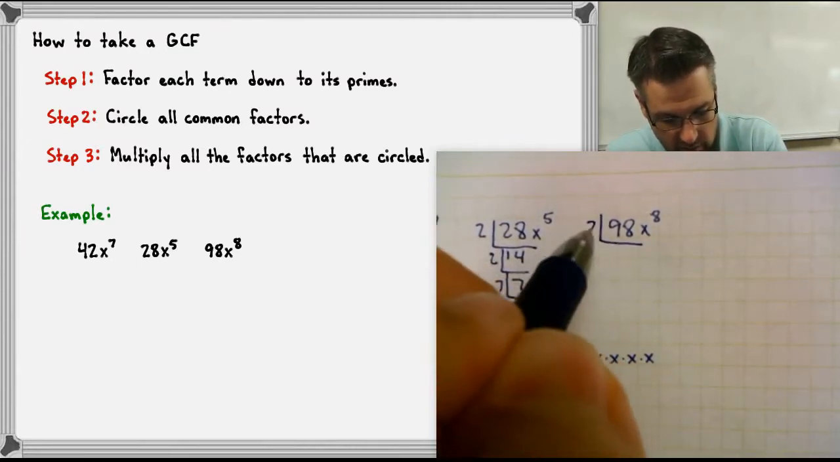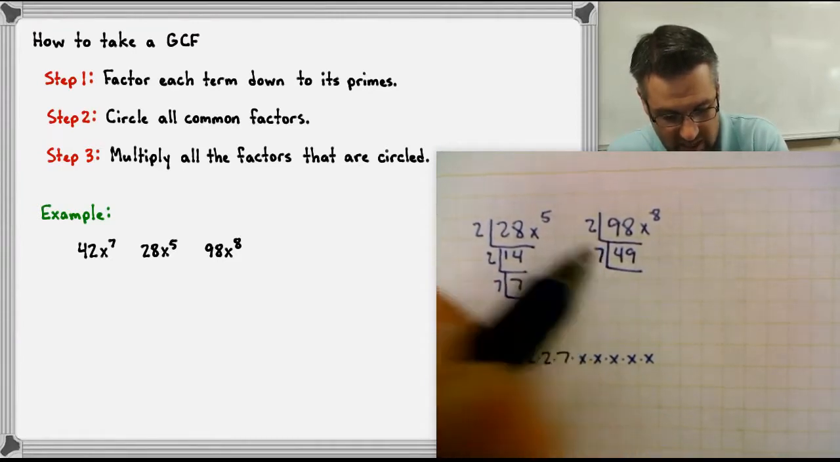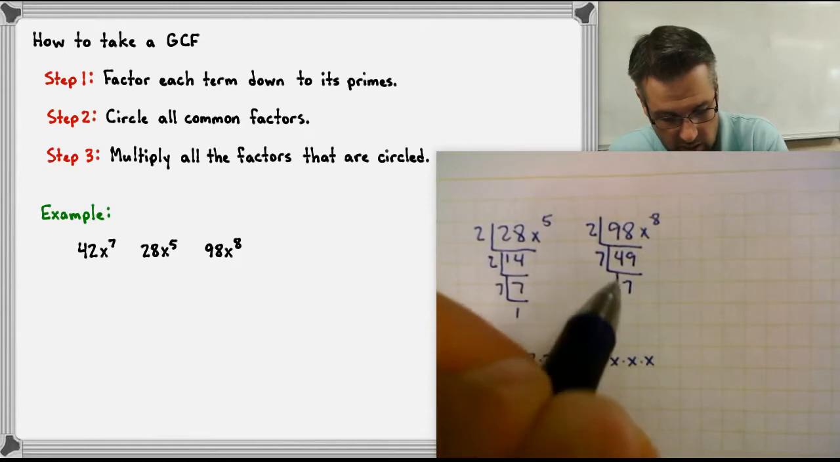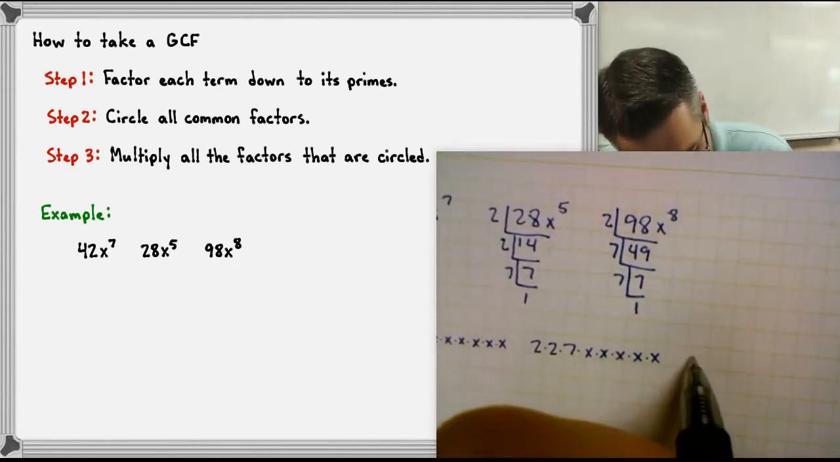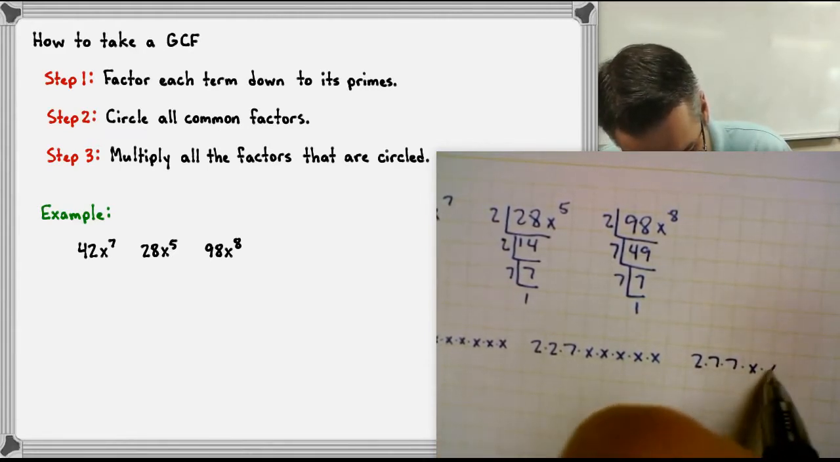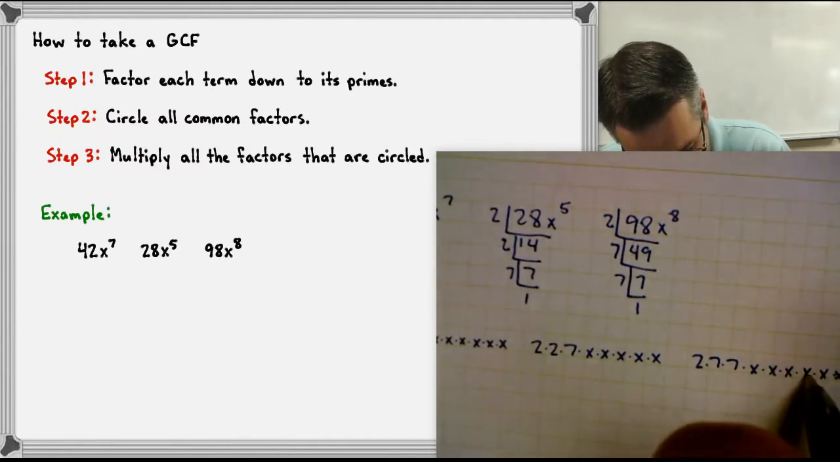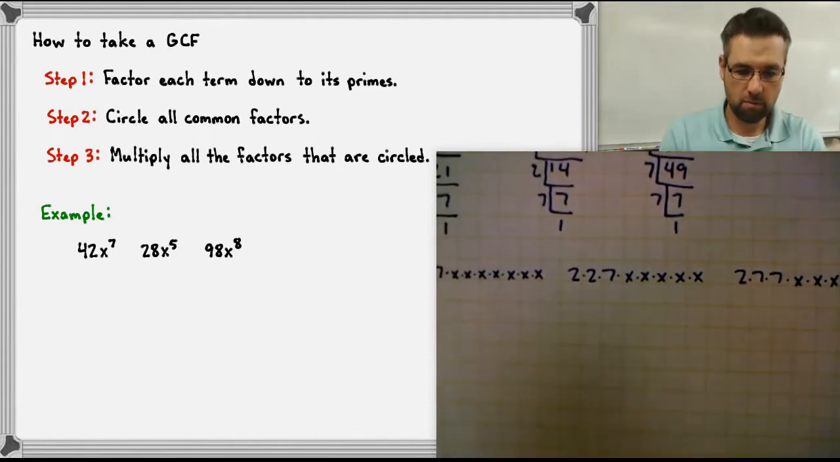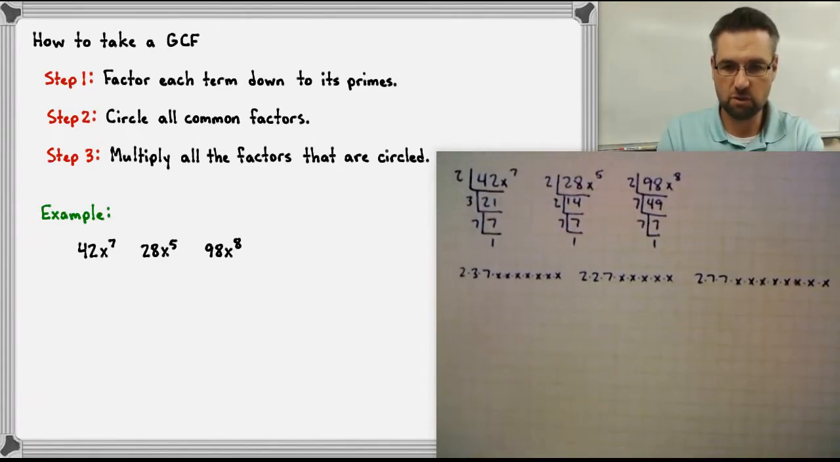98, well, that can be divisible by 2, and I'm left with 49. 49 is divisible by 7, because 7 times 7 is 49. And then 7 is divisible by 7, so we're left with 1. The prime factors there are gonna be 2, 7, 7, and then we have 8 x's that we have to write out here. Now the goal is not to be able to write out all these x's. We're looking for a shorter way of doing this. So 2, 4, 6, 8, okay. So here, I've got all my prime factors of each of these three things.